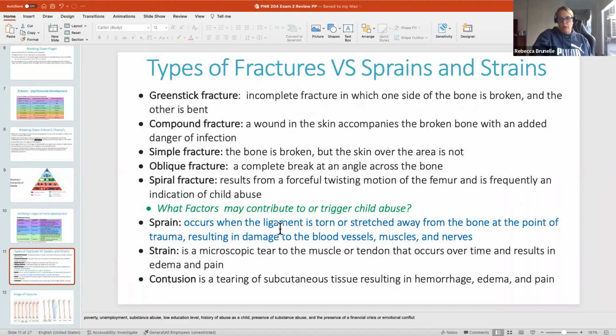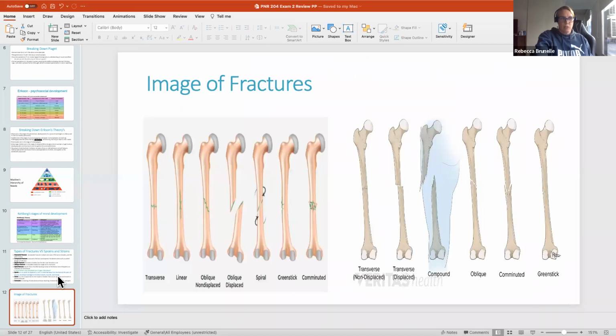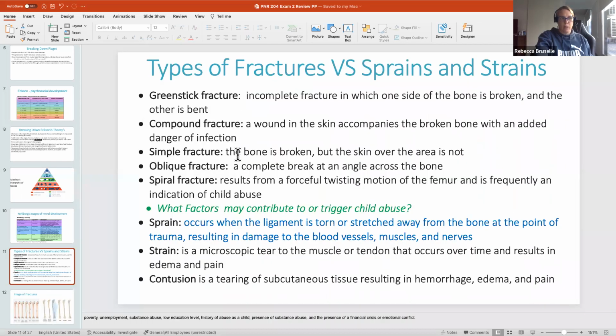So those are a quick summary of the most important theorists that we talked about during class. And then we're going to move on and talk about some specific physiological problems that could land a kid in the hospital. So we're going to talk about fractures, sprains, and strains. There are several different types of fractures, and the next slide has a picture of all of them. But this slide that we're looking at right now goes over the main ones that you really need to know.